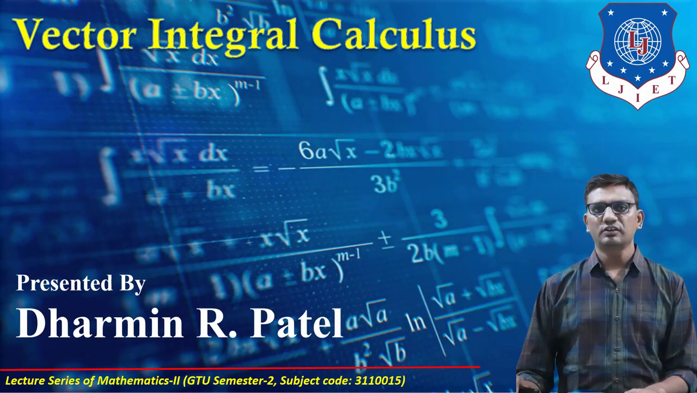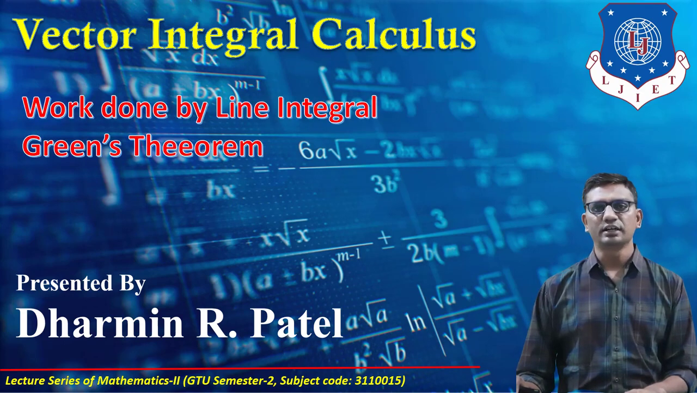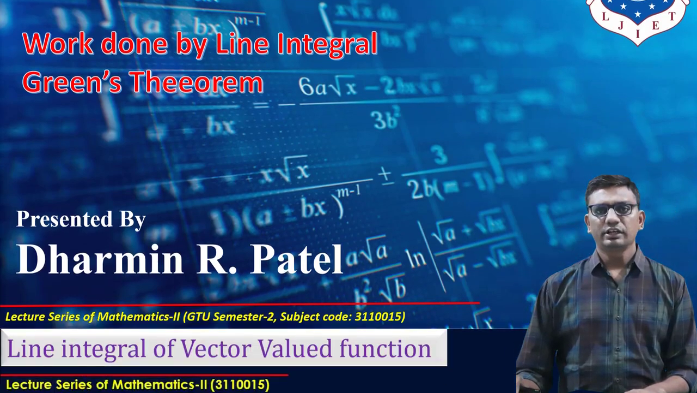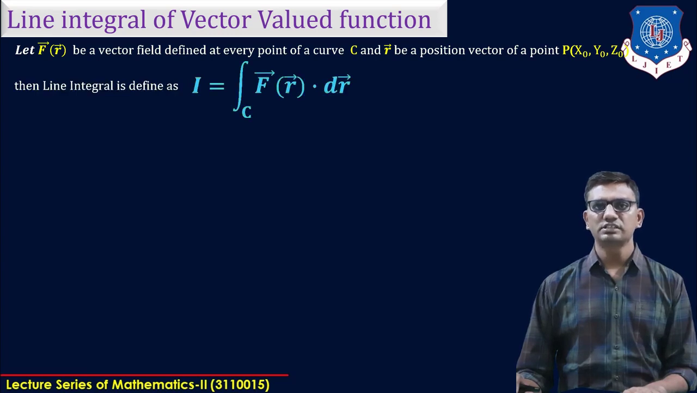This is the second lecture of Vector Integral Calculus. In this lecture, we will cover the work done by line integral and Green's theorem. Here, we will recall the line integral. If f bar be a vector field and r bar be a position vector of any point x0, y0, z0, then the line integral over the curve C is given by integration over C f bar dot dr bar.